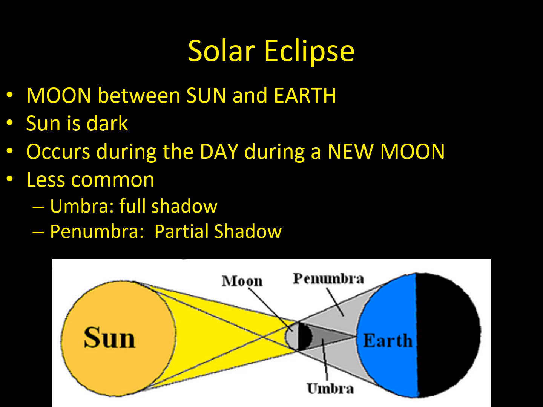Again, we can have an umbra, a full shadow, or a penumbra, a partial shadow. So we can have a full solar eclipse or a partial solar eclipse. So pause the video so you can get all these notes written down.